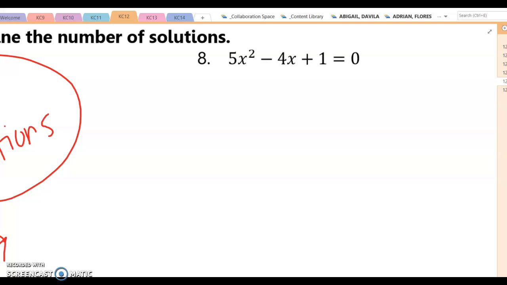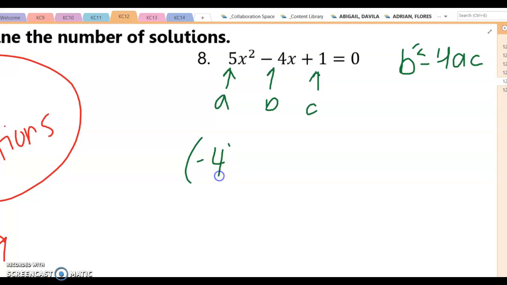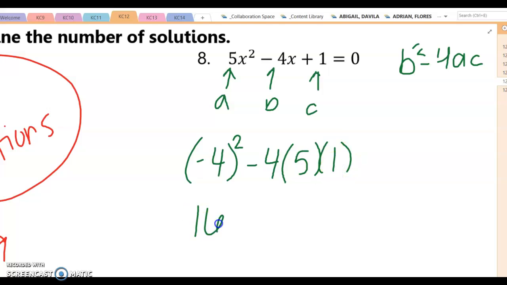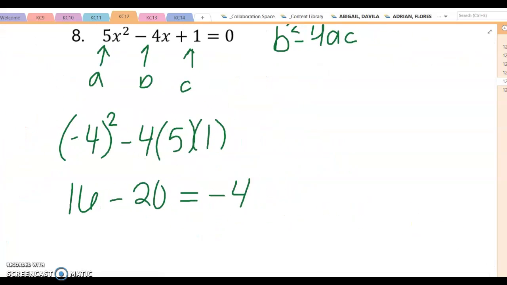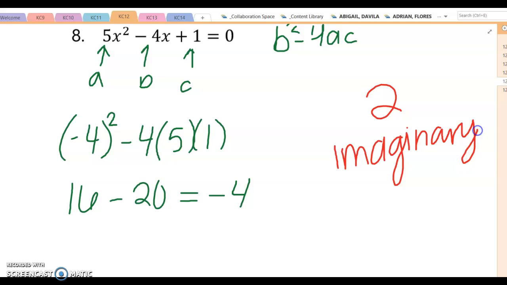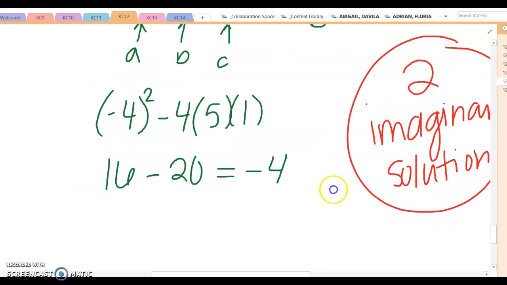Next one, 5x squared minus 4x plus 1. So here is your a, here is your b, here is your c. So it is, again, b squared minus 4ac. So b squared, that's -4 squared minus 4, a is 5 and c is 1. So -4 squared is 16, and then 4 times 5 is 20, times 1 is still just 20. 16 minus 20 is -4. Right, so we would end up with a negative under the square root. So this one's going to have two imaginary solutions, right, because we'd have a negative number underneath that square root.